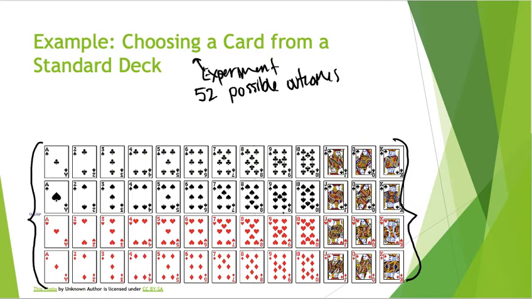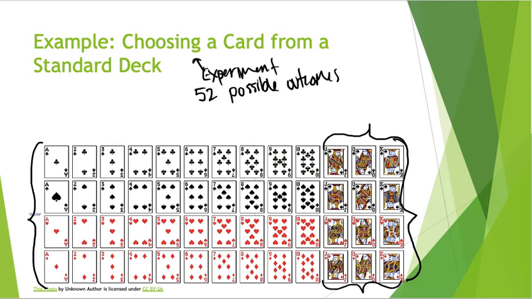An example of an event here, you could say, drawing a heart. Well, there are 13 cards that have hearts on them, so there are 13 outcomes within that event. Or you could say your event could be drawing a face card when drawing from a deck of 52. Well, in that case, there are 12 face cards when you look at all of these possibilities. So your event would include 12 possible outcomes, and your sample space would include all of the cards from the deck.